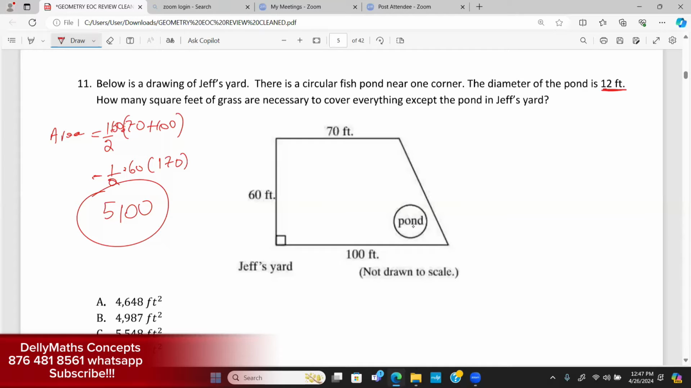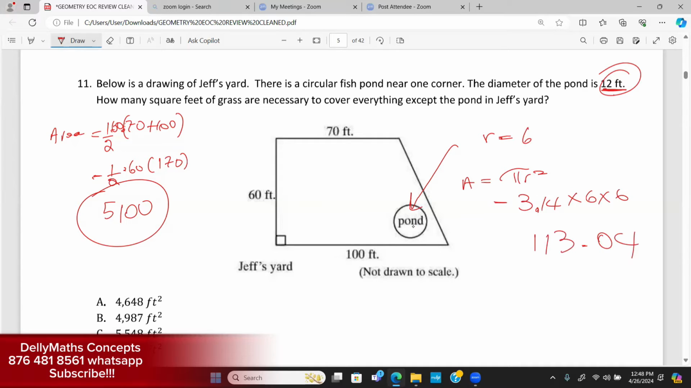But remember, we're going to have to take the pond out of it. The diameter is 12, so R, the radius, is 6. Remember, the area of a circle is pi r squared. So let us say I use pi as 3.14 times 6 times 6. We're going to take that from the total. That's about 113.4. So the answer should be somewhere around this. We're going to subtract this from it.